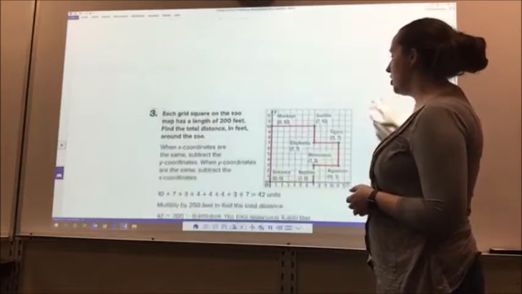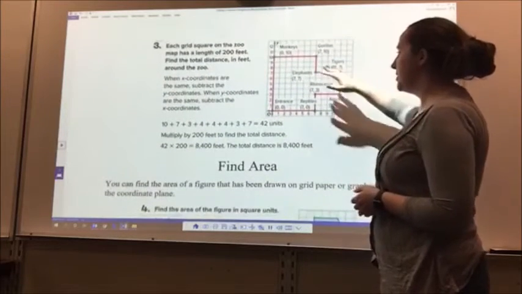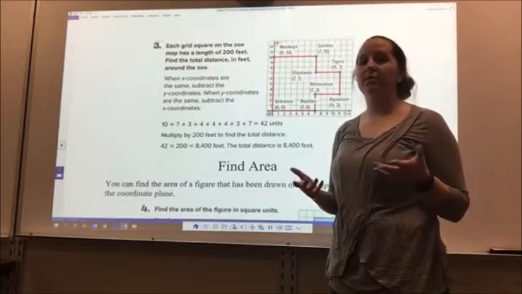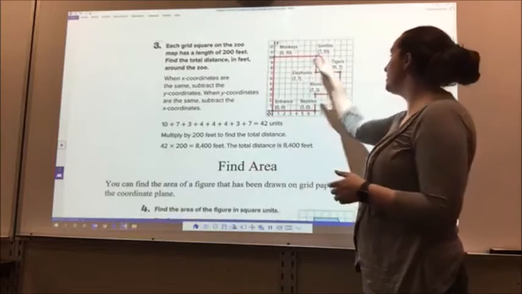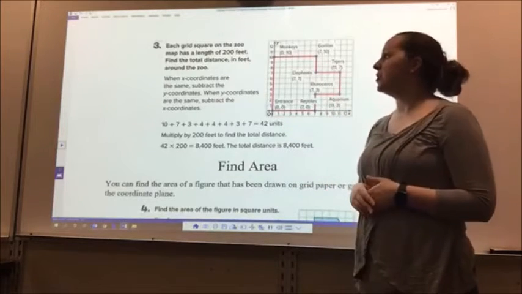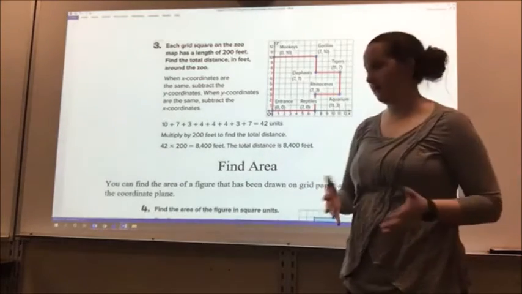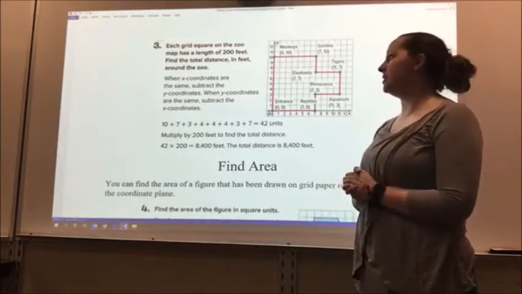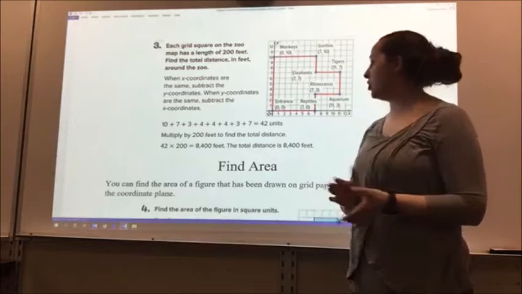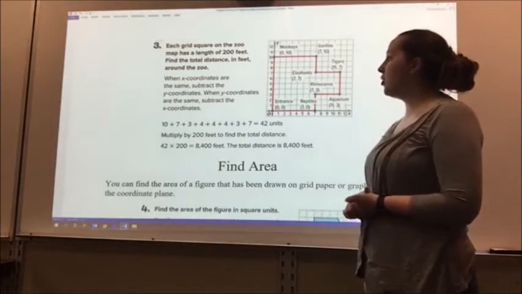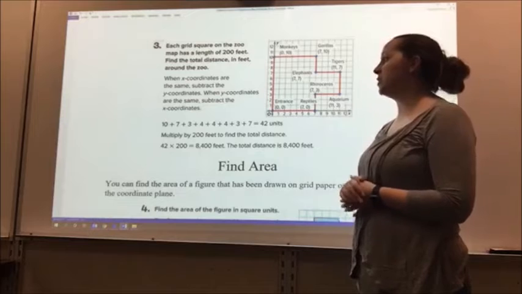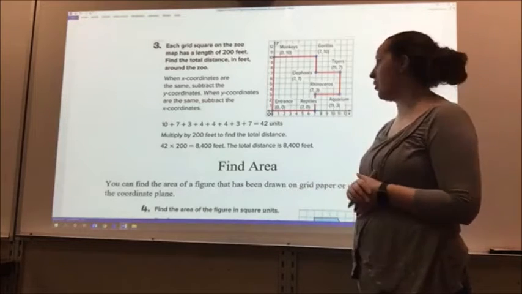For example number 3, you can see this is not just a rectangle. It actually has multiple sides to it. Each grid square on the zoo map has a length of 200 feet. Find the total distance in feet around the entire zoo. When x-coordinates are the same, I subtract the y-coordinates. When y-coordinates are the same, I subtract my x-coordinates.